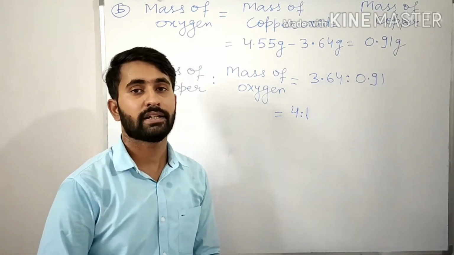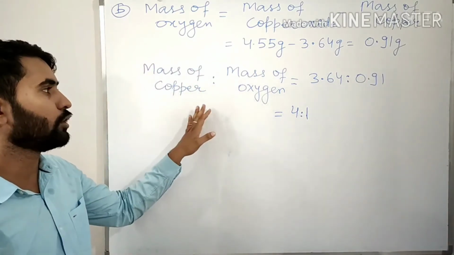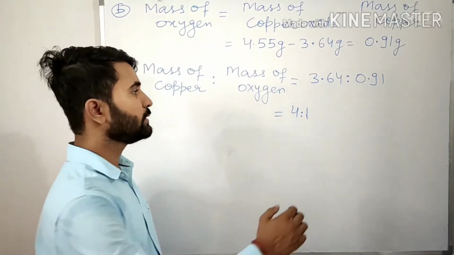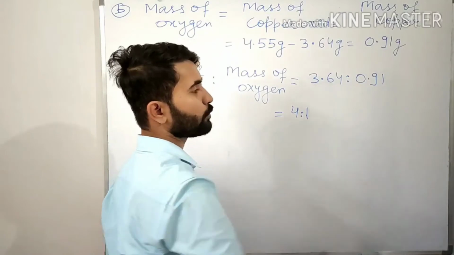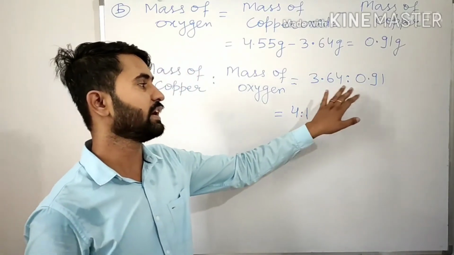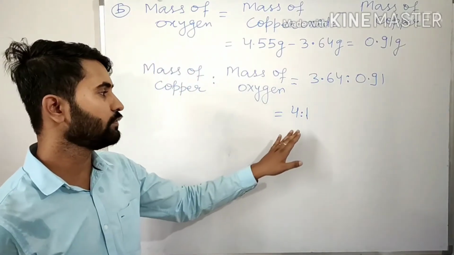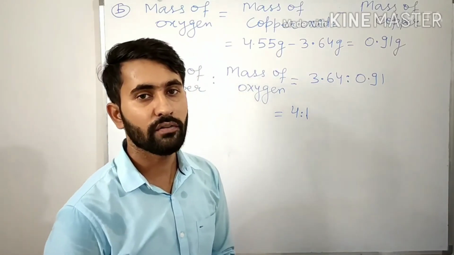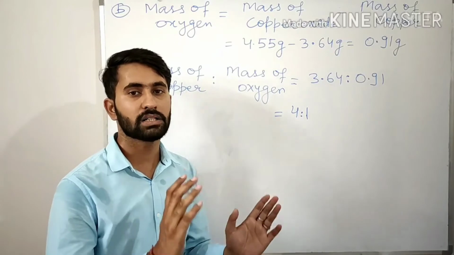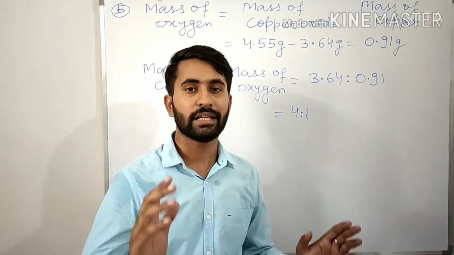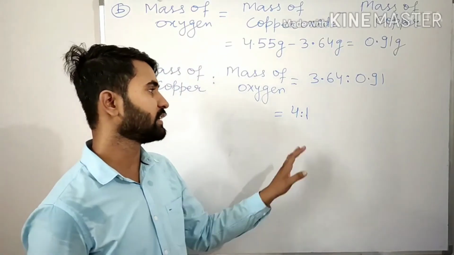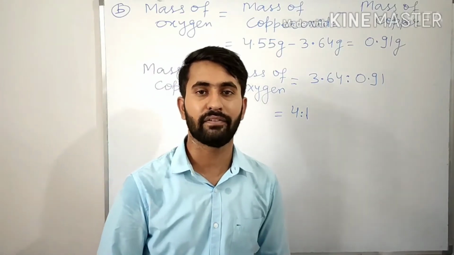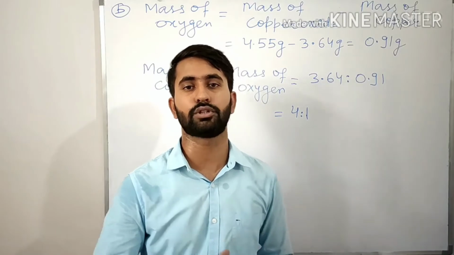Now we will find the ratio of the mass of copper with the mass of oxygen. So 3.64 to 0.91. When we divide it, we get the ratio of 4:1. So the ratio of the mass of copper and the mass of oxygen is equal in both the samples, that is 4:1. So this data verifies the law of constant proportion.